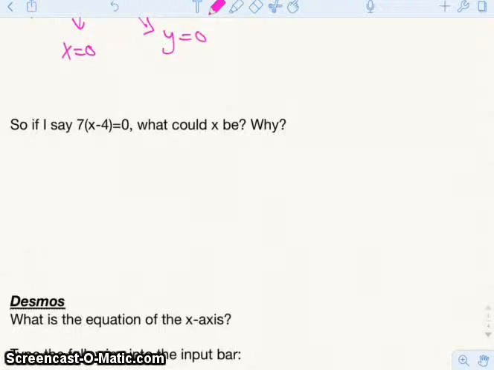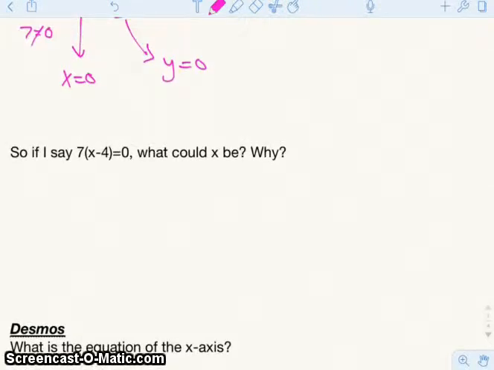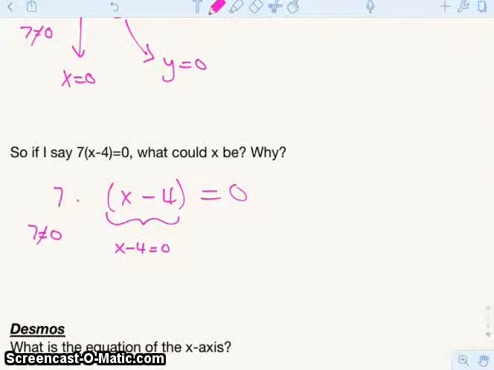Look at the next one. It says, if I say 7 times x minus 4 is equal to 0, what could x be here? And then y. In this case, I would say either 7 or this whole term of x minus 4 must be 0, because either this is 0, which we know it's not, or this term must be 0, in which case it is. And if that's 0, then that would tell me that x is equal to 4.